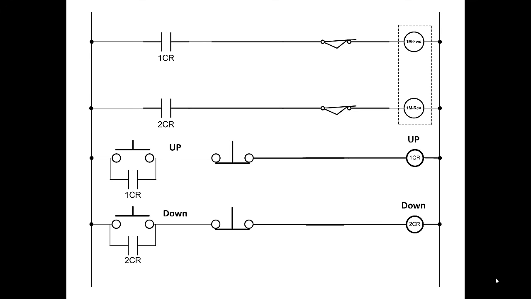So what we're going to do is, before we did interlocking push buttons, now we're going to use interlocking relay contacts. So notice that in the 1CR or up start circuit, we have a contact from 2CR, the down circuit. So if the down circuit is energized, then 2CR normally closed is open and you can't go up. Vice versa, if 1CR is energized, then the normally closed 1CR in the 2CR circuit is open and you can't energize 2CR. So instead of having interlocking push buttons, we have interlocking relay contacts.